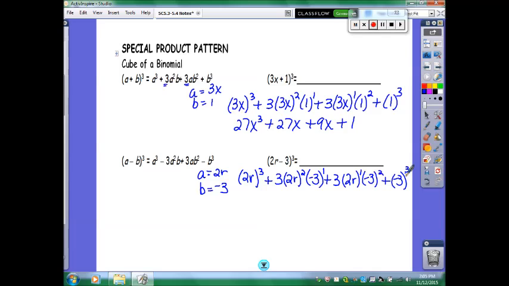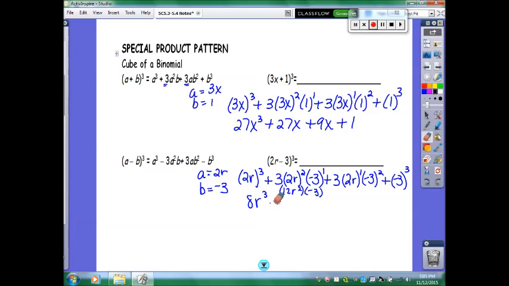All right, now we get to clean it up. So this is going to be 8r cubed plus, all right, be careful here. You've got 4r squared. Okay, so this is going to be 4r squared. This is going to be 4 times 3. That's 12r squared times -3.